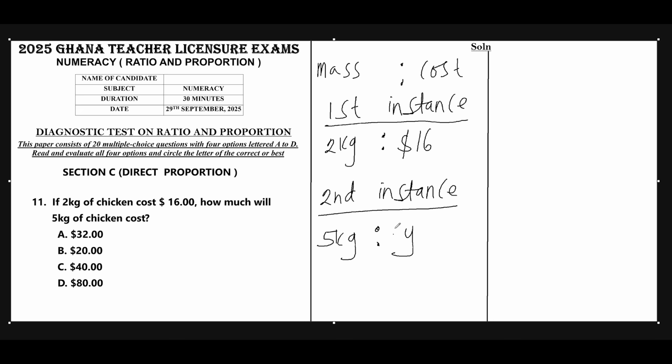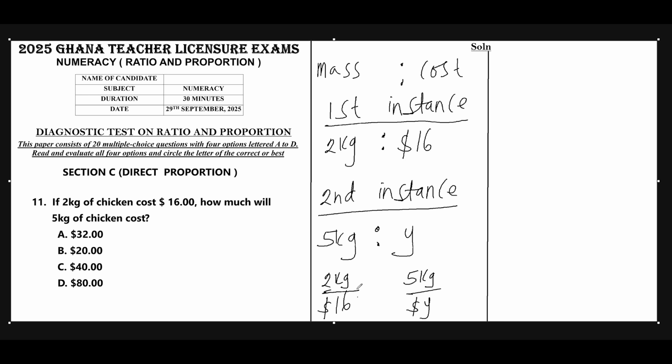Remember, we said that ratio can also be written as a common fraction. So 2 kilograms is to $16 can be written as 2 kilograms out of $16. So ratio can be expressed as a common fraction. And again, 5 kilograms is to Y dollars can also be expressed as a common fraction. So we have 5 kilograms out of Y dollars.